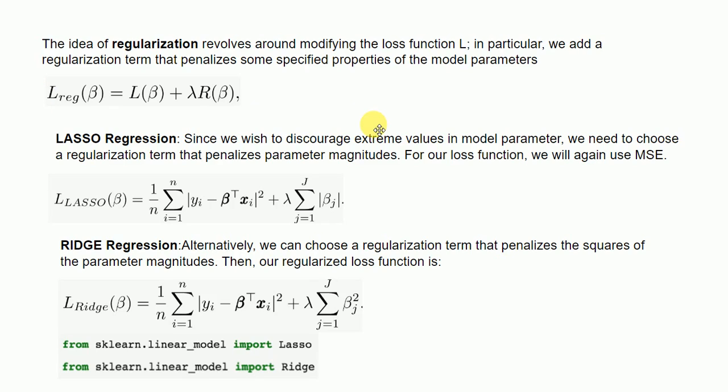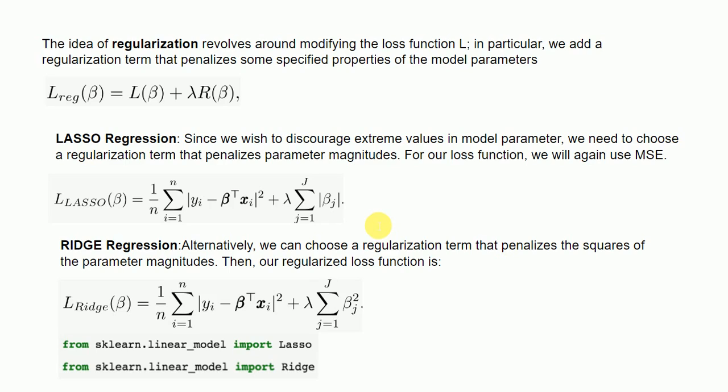For lasso regression, since we wish to discourage extreme values in the model parameters, we need to choose a regularization term that penalizes parameter magnitudes for our loss function. So we will use MSE again in this. So algebraically, the lasso function looks like this.